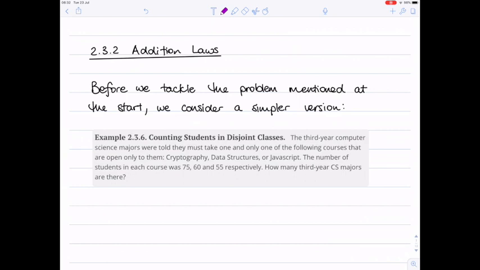So now that we have that, we can start tackling problems like the one we saw at the beginning. We're going to start a little simpler though. So let's have a look at this problem. We are told that the third year computer science majors take one and only one of the following three courses: cryptography, data structures, or JavaScript. So every student has to pick. They have to take one, they can't take two or three. And we're told that the class lists for cryptography, data structures, and JavaScript have 75, 60, and 55 students respectively. And the question we want to ask is, how many third year CS majors are there?